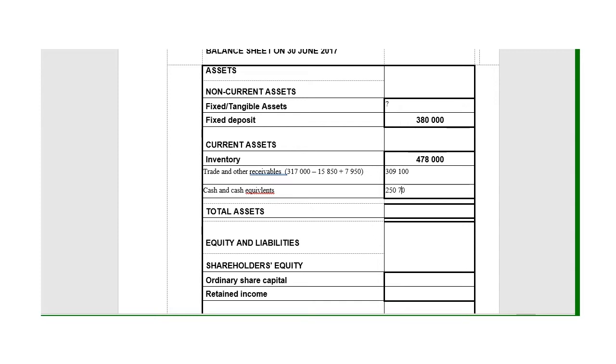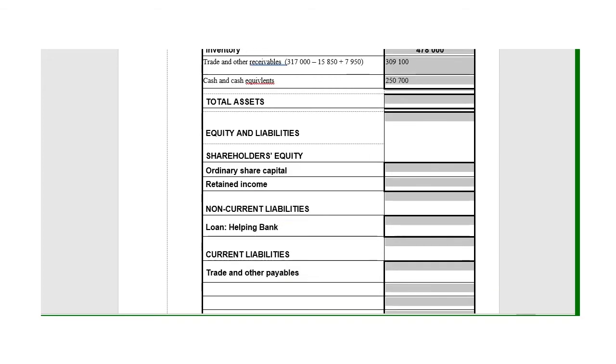Okay, so I've got everything for the current assets. I must now just add them. So I will add everything in the block, the 478, 309,100 plus 250,700, and put the total at the top. And that is 1,037,800. Good. So that is the total of my current assets.